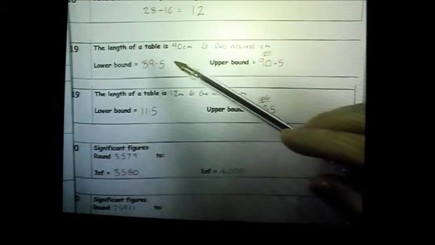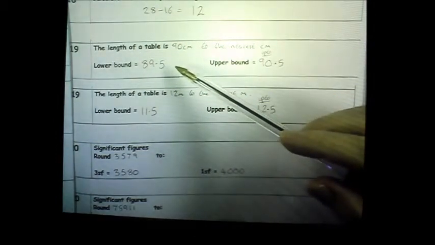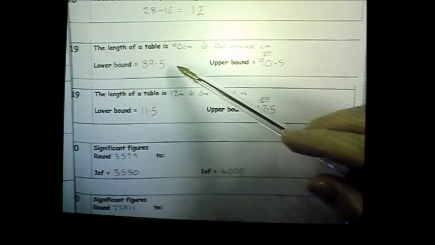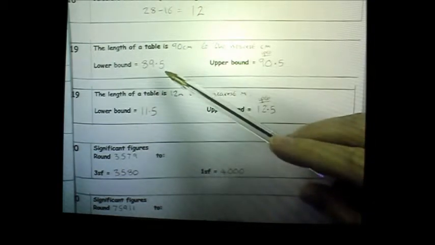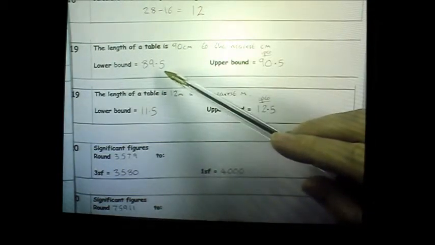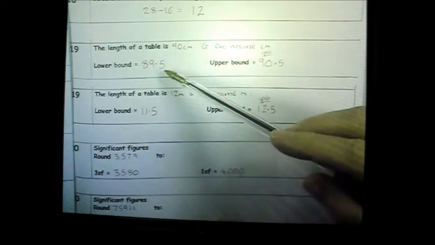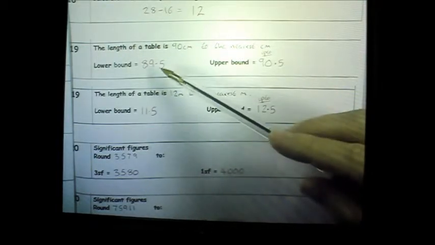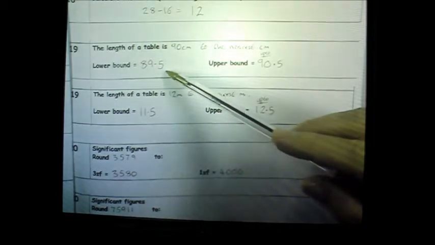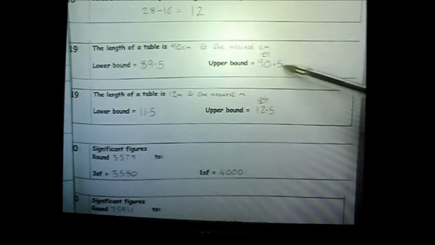The length of a table is 90 centimetres to the nearest centimetre. So, what's the smallest it can be, the lower bound? Well, what's the smallest number that when you round to the nearest centimetre will give you 90? 89.5, because it's 0.5, you round up. If it's 89.49, you'd round down. So that's the lowest it could possibly be, the length of this table. This one's not difficult, to be honest with you, but there we go. The highest it could be is up to 90.5.